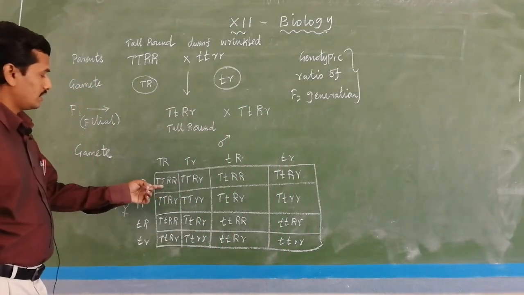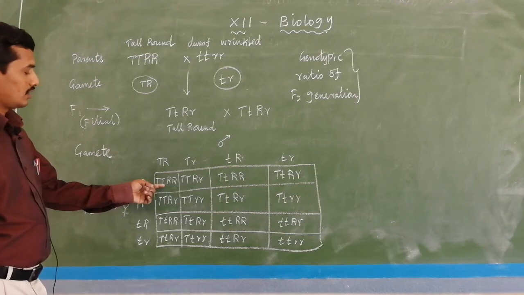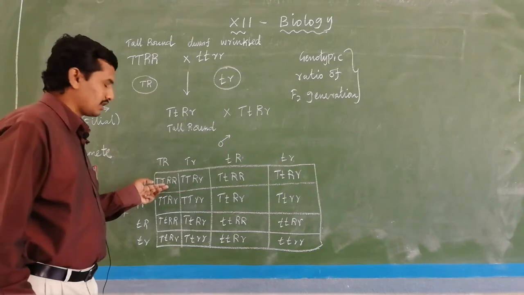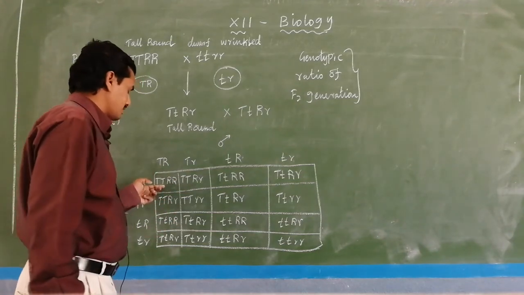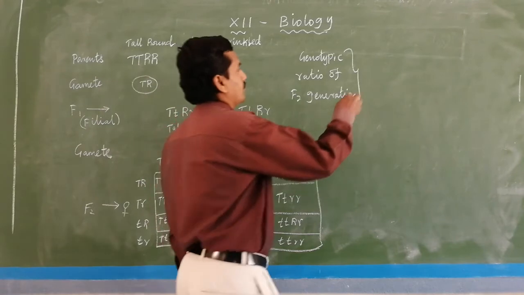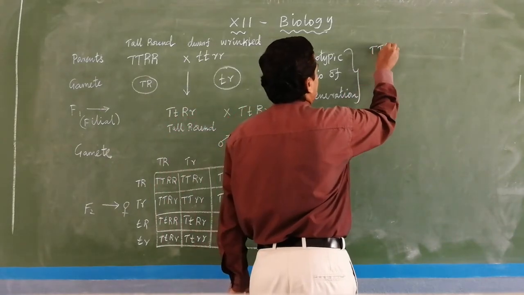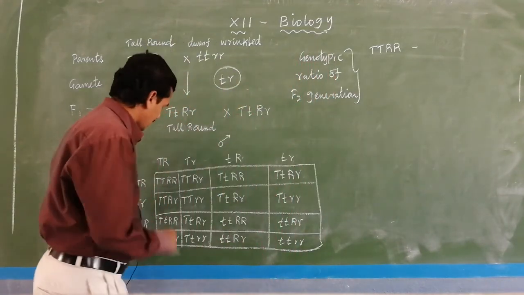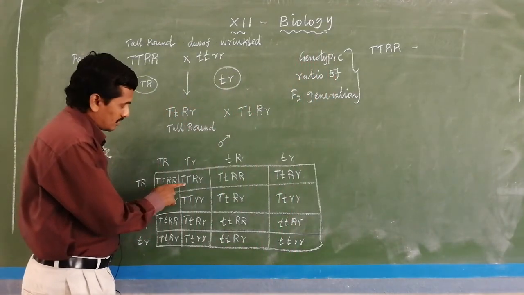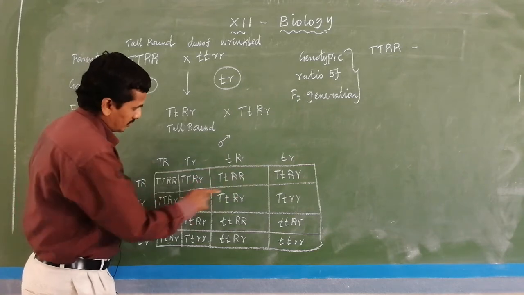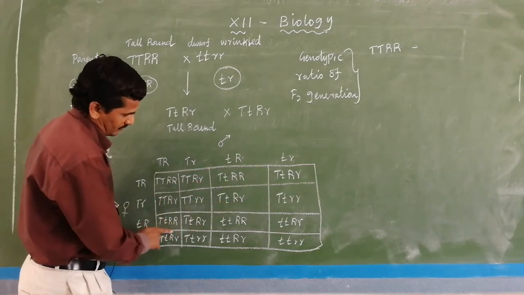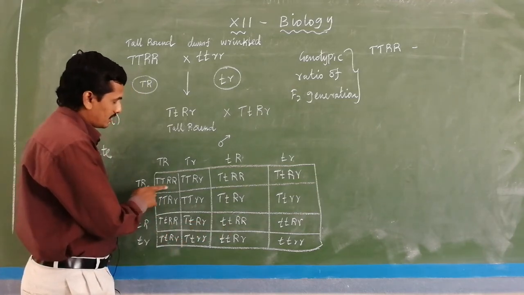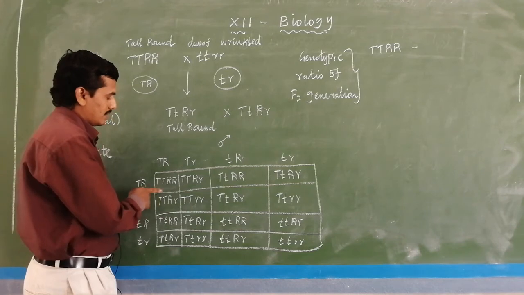So first here, what is this? Homozygous tall and homozygous round, or maybe the characters and the particular letters we use. Capital T, capital T, capital R, capital R. How many? Capital T, capital T, capital R, capital R. Here this is different. Here also different. So only one plant, capital T, capital T, capital R, capital R.